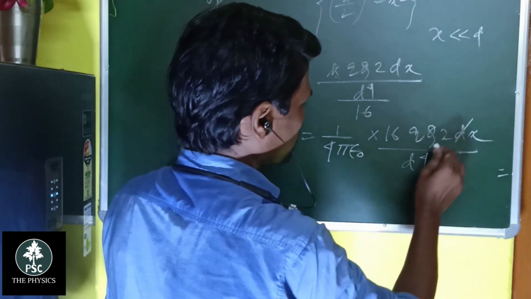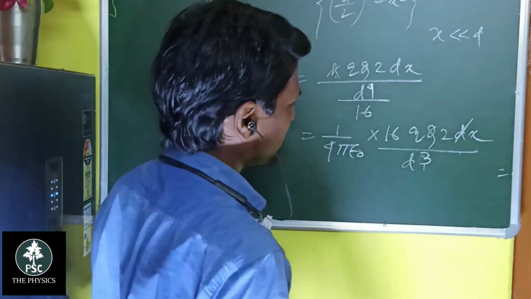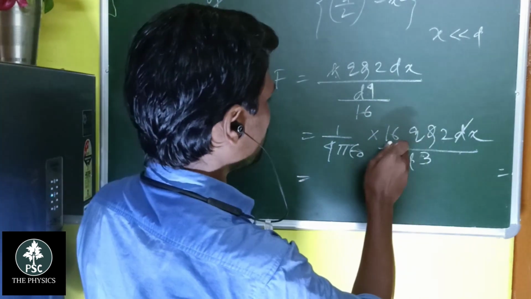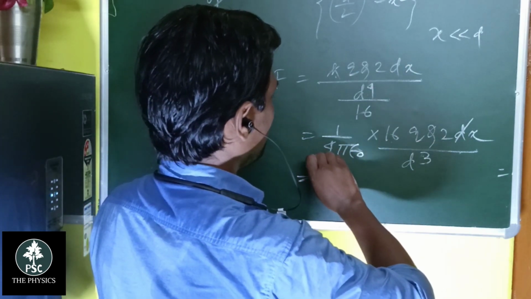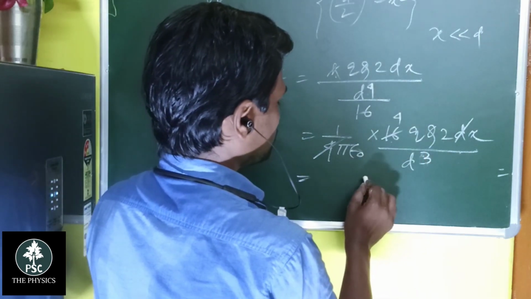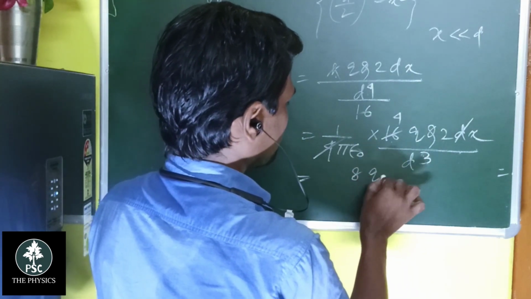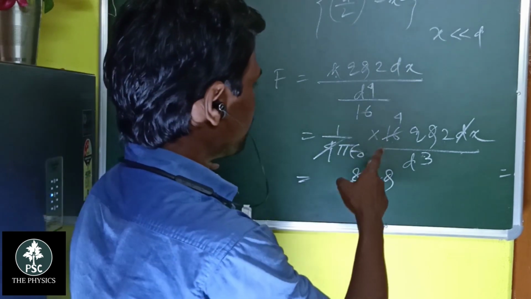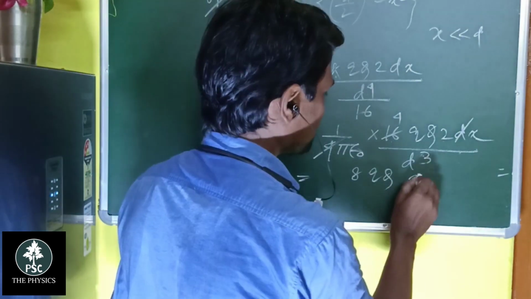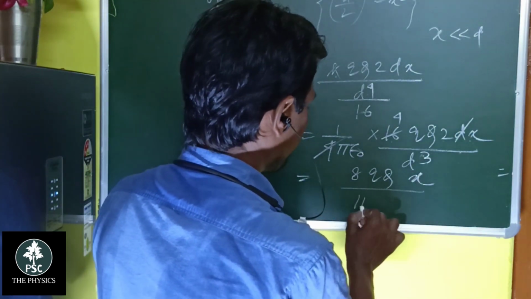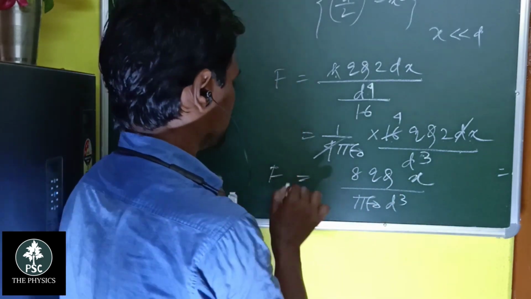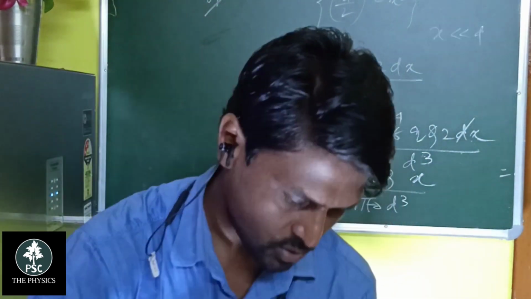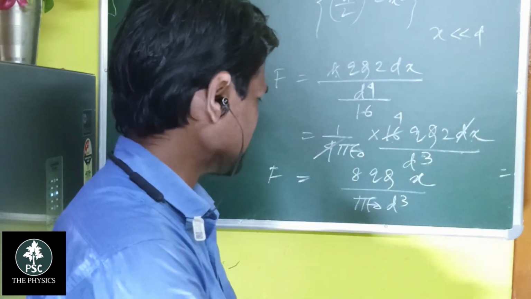So d and d cancel, and this is d cube. Okay, so d cube and 4, and this is 2, so 16, here is 4 and 4, so the force is 8 q Q x by pi epsilon naught d cube. This is the force, so force is proportional to x. Okay, so force is proportional to x means this is also SHM.